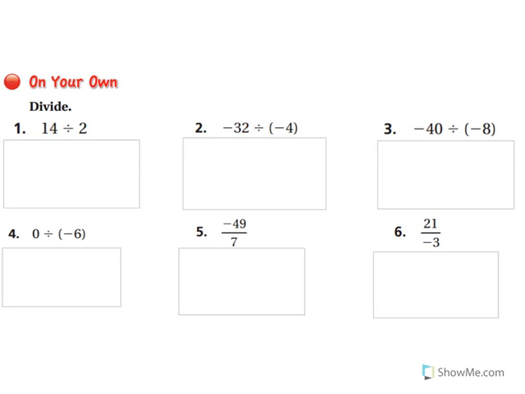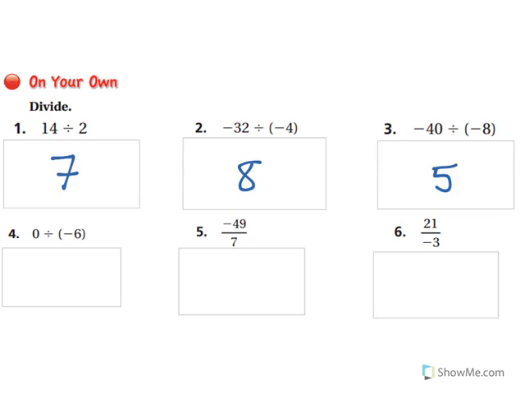All right, so let's take a look. Number 1, we have 14 divided by 2, which they're both positive, so our answer is positive, and we get 7. Negative 32 for number 2. Negative 32 divided by negative 4. We have two negatives, which make it positive, and so we do 32 divided by 4, which is 8. Number 3, negative 40 divided by negative 8. So it's going to be a positive answer because these are both negatives. So we're going to have 40 divided by 8, which is 5.